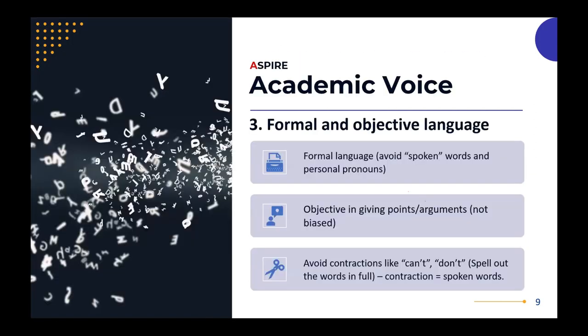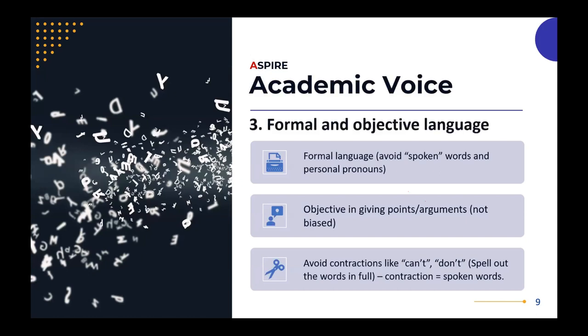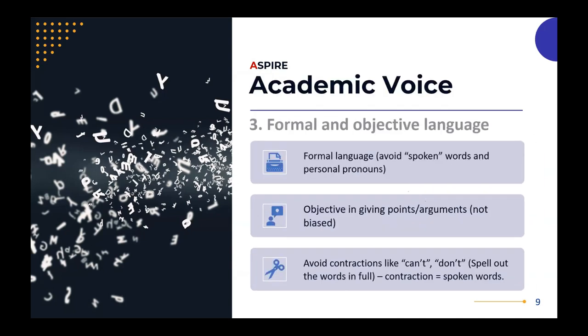Wait, let me see. Yeah, so there are three parts of academic voice. Number one, avoid pretentiousness. Try not to inflate ideas by using too many big words. Number two is to make sure that you, how to put it, are clear and straightforward. And then number three is formal and objective language. So I'm done with A.